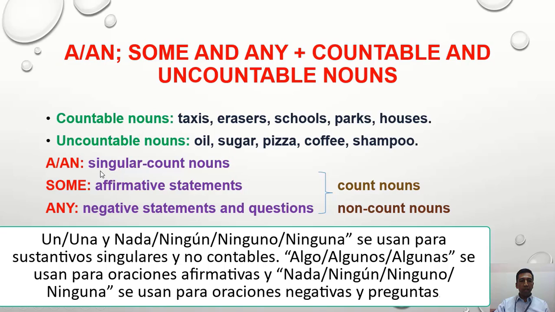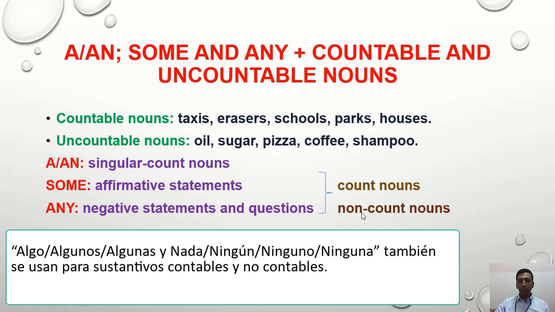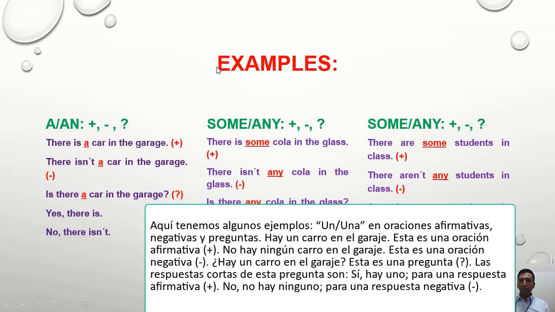A and an for singular or non-countable nouns. We use some and any. Some for affirmative statements, any for negative statements and questions. Some and any are used also with count nouns or non-count nouns. Here we have some examples: a and an, in positive or negative and questions.